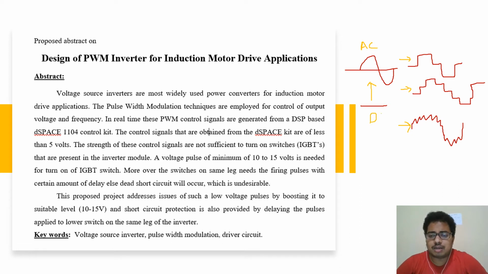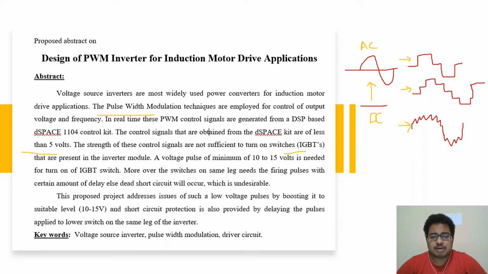This is simply an abstract. Voltage source inverters are the most widely used power converters for induction motor drive applications. Pulse width modulation techniques are employed for control of output voltage and frequency. In real time, these pulse width control signals are generated from a dSpace DSP based 1104 control kit. The control signals obtained from the dSpace kit are less than 5 volts. The strength of these signals is not sufficient to turn on the IGBT switches present in the inverter module.